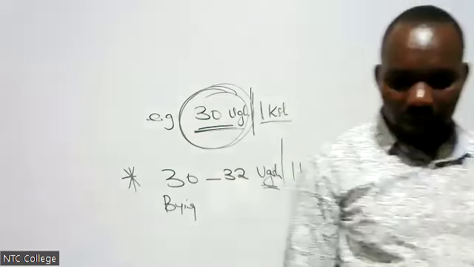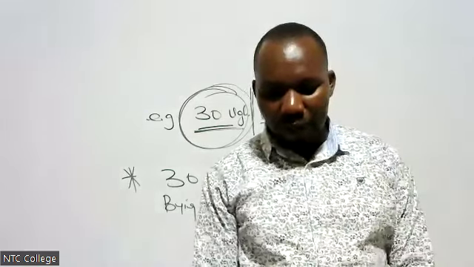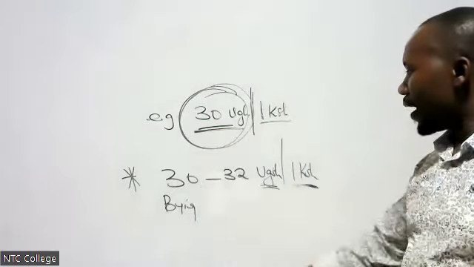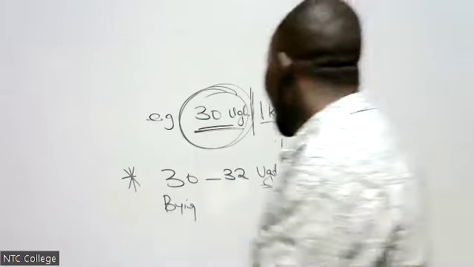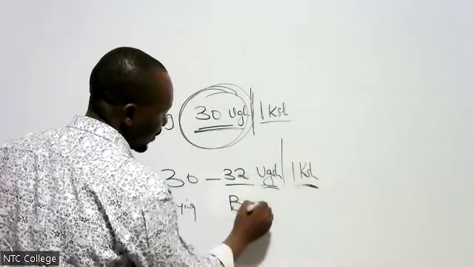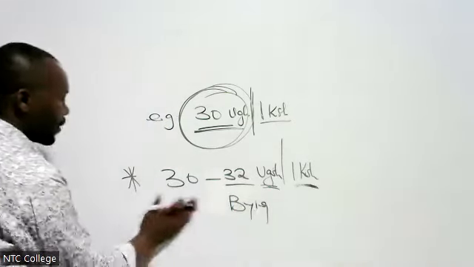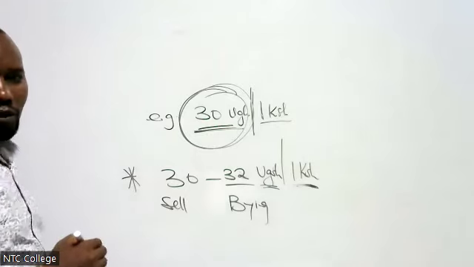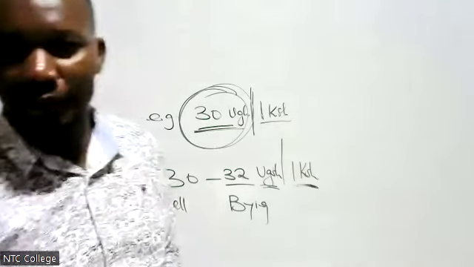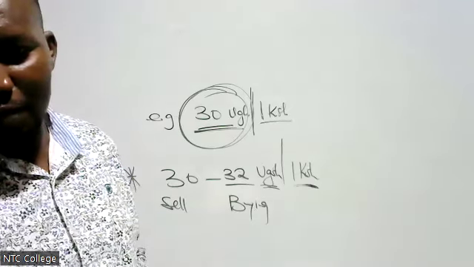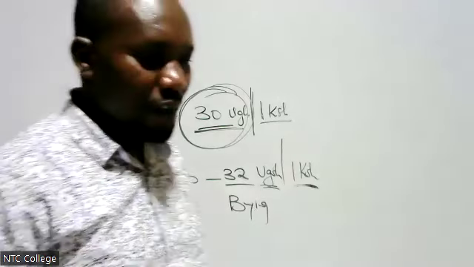It says that for indirect quotation, banks buy high. So the buying is this one. Banks buy high and sell low. So buying is the high amount. So buying is here, and then this one becomes selling. Under indirect quotation, buy high, sell low.